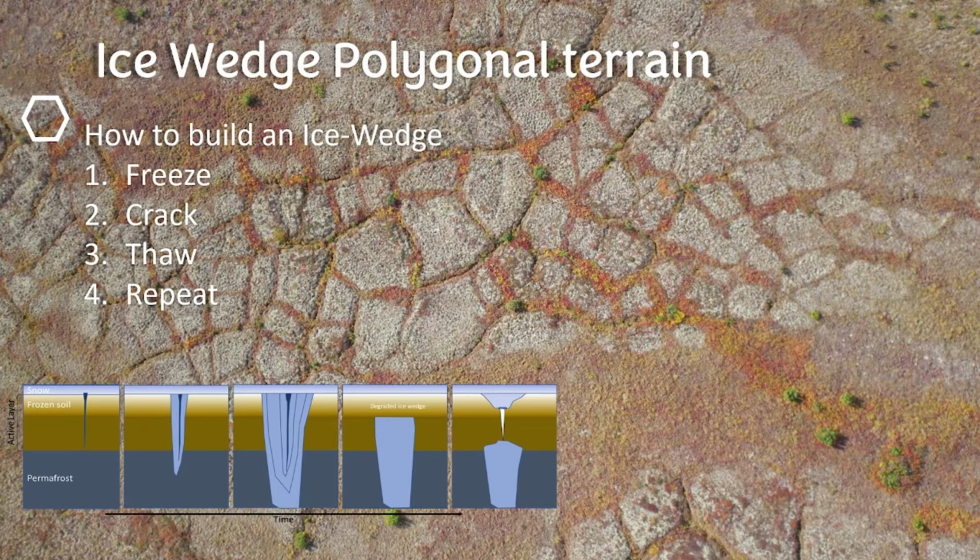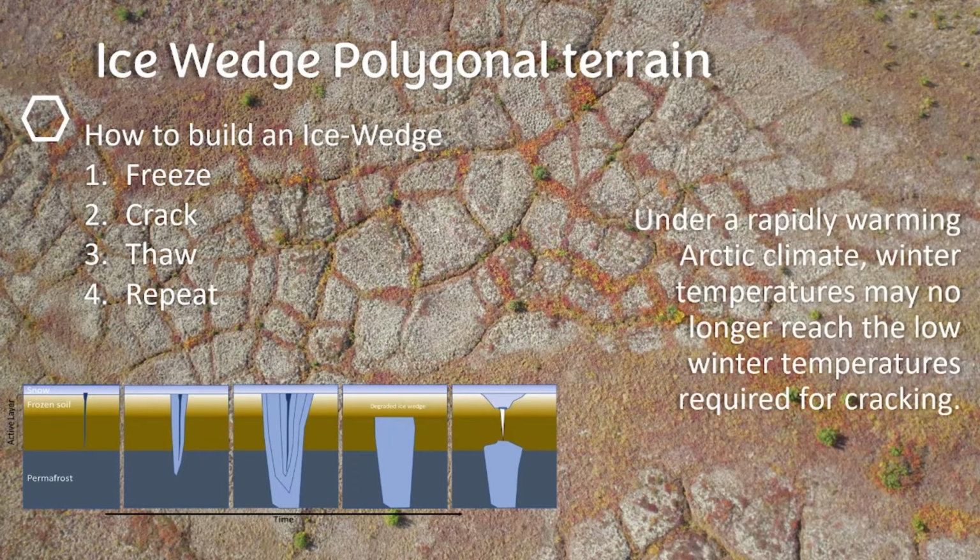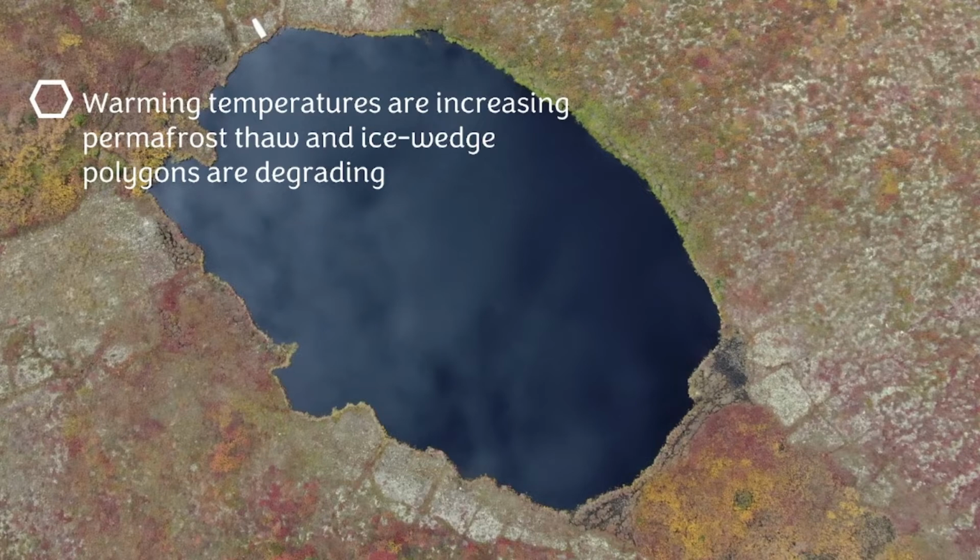Now, under a rapidly warming Arctic climate, winter temperatures are no longer reaching the minimum lows that they used to, which could be resulting in a decrease in winter thermal cracking of the landscape. Furthermore, rapidly warming air temperatures across the circumpolar Arctic are thawing permafrost, and ice wedge polygon fields in general are degrading. And when you combine this with increasing active layer thaw, warming ground temperatures, and changing snow patterns, these permafrost features are at risk and are expected to lead to many changes in the surface hydrology of these freshwater lakes and streams.